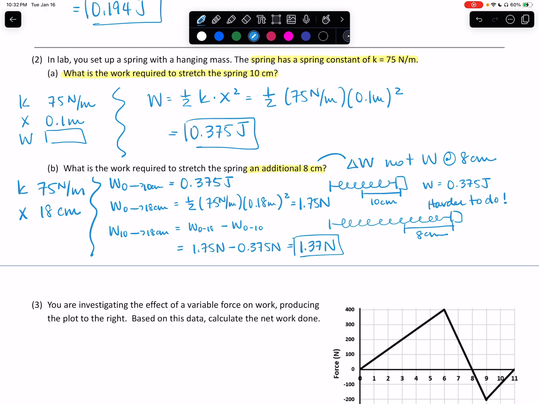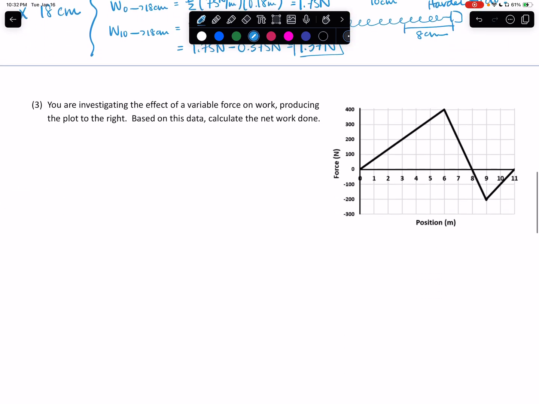So make sure if it's asking about additional displacement, you're going to have to find the difference between the two positions starting at the initial point. All right, do not just say, oh, it's stretched an additional 8 centimeters. I'll just find it for that 8 centimeters, because the math is going to work out so that you're really starting from 0 to 8, and it's very different. Okay, all right, last one.